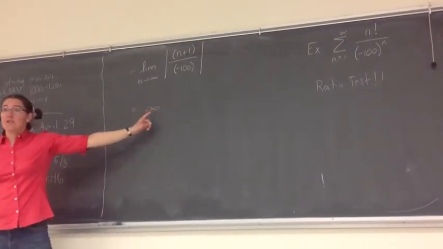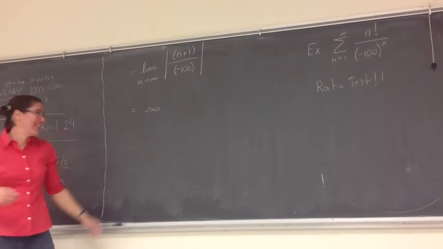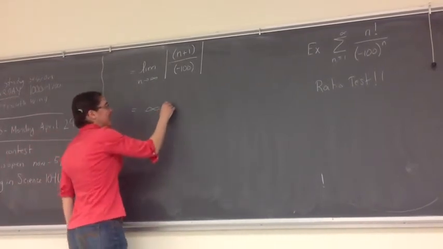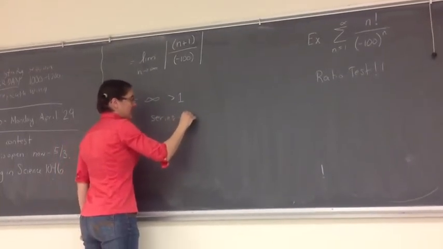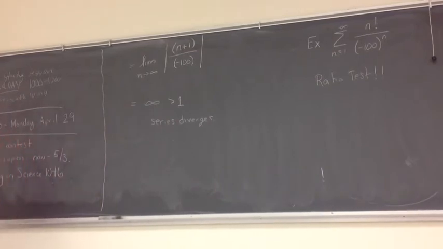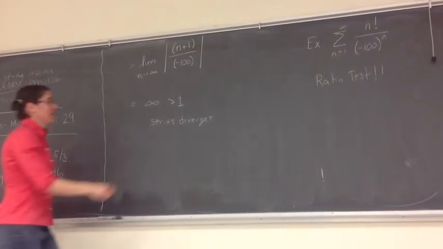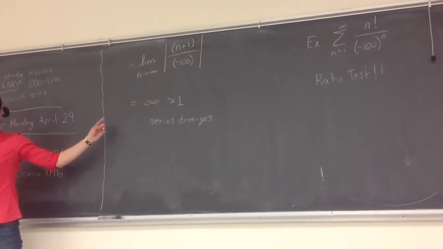So here's the question. Is infinity greater than or smaller than 1? Tough question of the day. It's smaller? That would be incorrect. So infinity is greater than 1, so our series diverges. All right, any questions about this example?